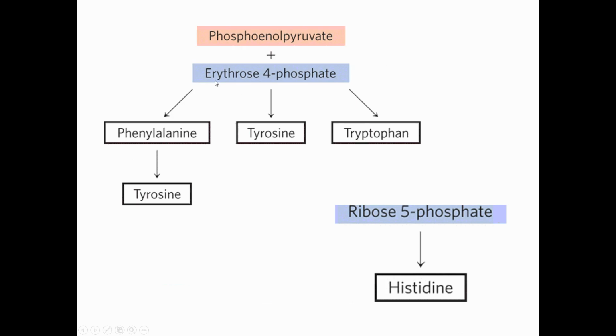Very important in some metabolic disorders, we can see production of phenylalanine and then subsequently tyrosine. There are lots of issues with enzymes that produce phenylalanine leading to PKU. And then this histidine is one of our molecules from our pentose phosphate pathway. Ribose 5-phosphate is going to produce histidine.